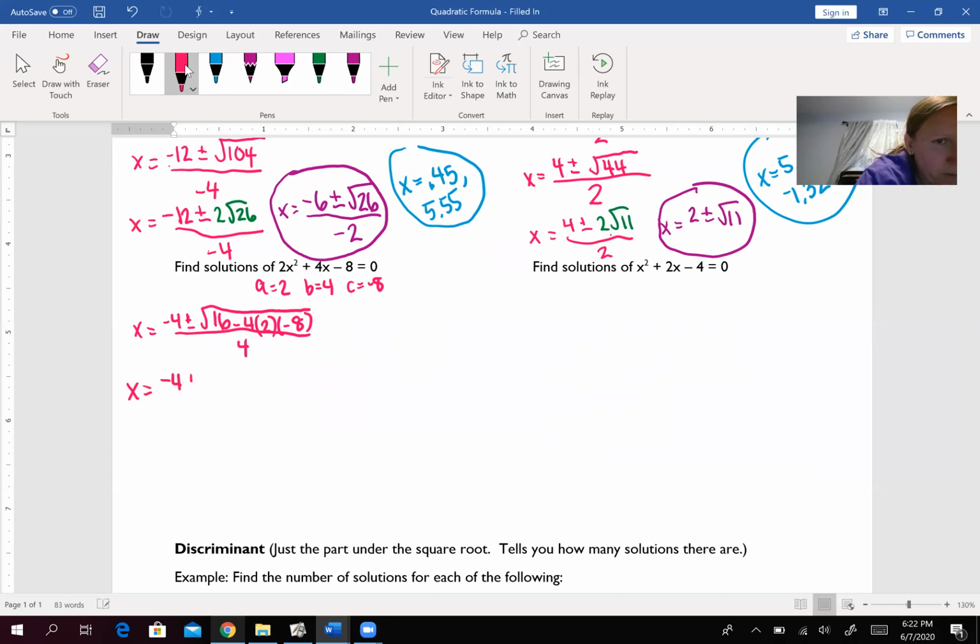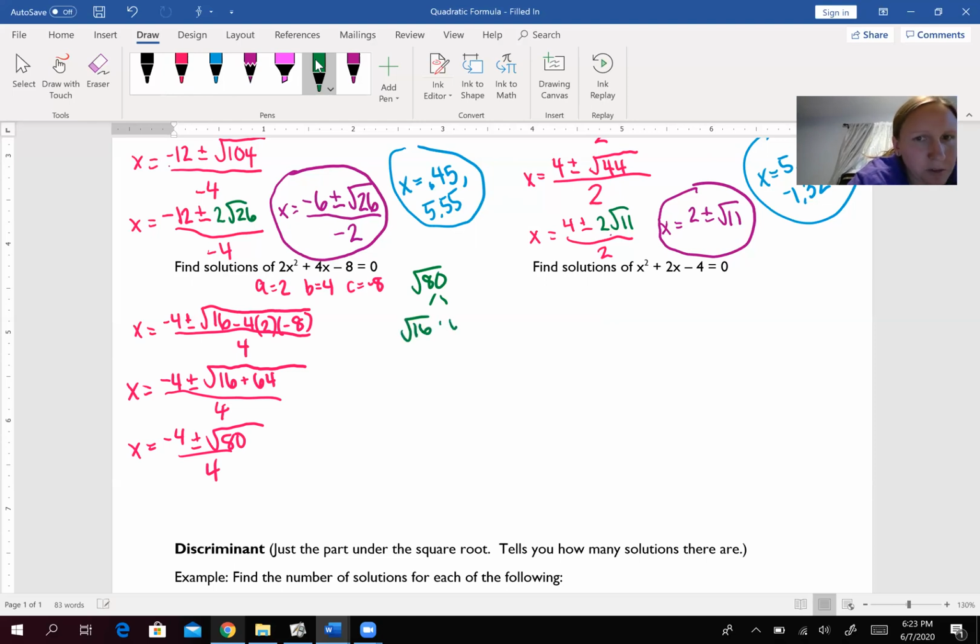X equals negative 4 plus or minus 16. This over here will be 4 times 2 is 8 times 8 is 64. Negative times negative is a positive, so positive 64 over 4. We get x equals negative 4 plus or minus root 80 over 4. Root 80 is root 16 times root 5, which is 4 root 5. If you had tried 4, that's fine, but you would have had to keep going. So this is fully simplified.